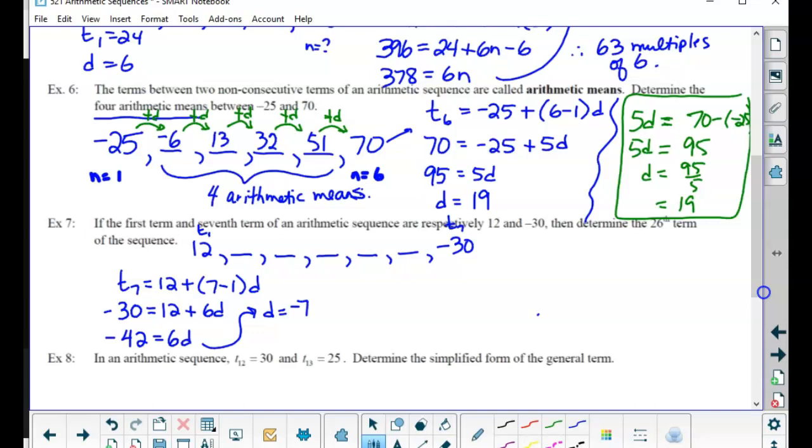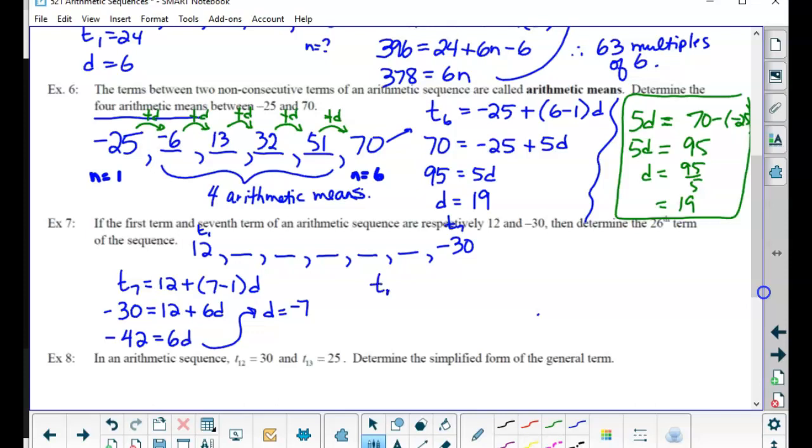Okay, I know it should be negative because the first term is positive and my seventh term is negative, and it's arithmetic, so it's got to be decreasing, adding a negative each time. You don't have to fill in these values because we're not asking you that. We now want to use that to get the 26th term.